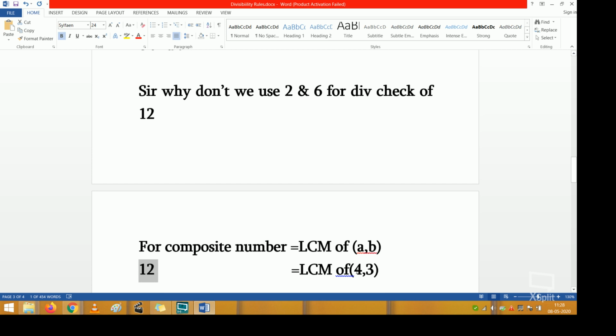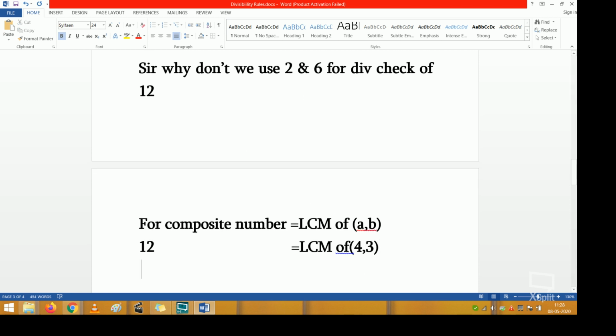Now, why do we use 4 and 3? Why not 2 and 6? I'll tell you the reason. Guys, we use 4 and 3 because LCM of 4 and 3 will give you 12. LCM of 2 and 6, what will it give you? LCM of 2 and 6 will give you 6, right?